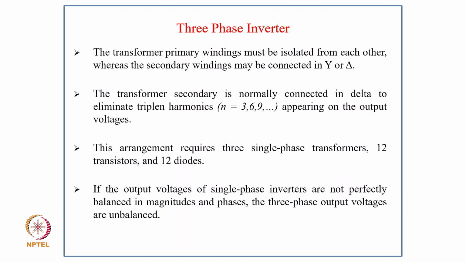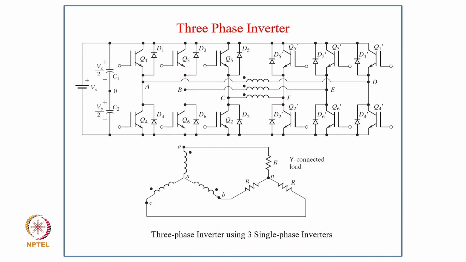So if the output voltages of the single-phase inverters are not perfectly balanced in magnitude and phase, the three-phase output voltages are unbalanced. So this is a three-phase inverter with three single-phase inverters. This is also called the open winding arrangement of the three-phase inverter.